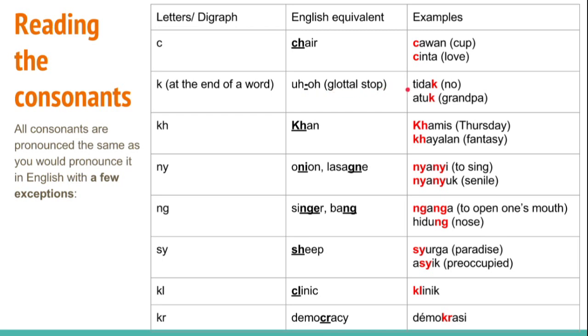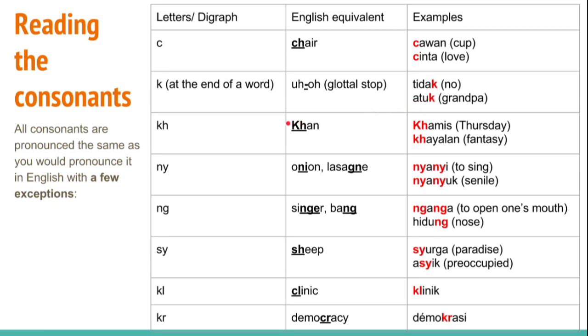So for the letter K, if it's at the end of a word, typically you would not pronounce the k sound. You would just let it stop glottally. So for example, in Malay, this is the word tidak. Notice how I didn't say tidak with a hard k, I said tidak. So that's the right way of saying it. And this is atuk.